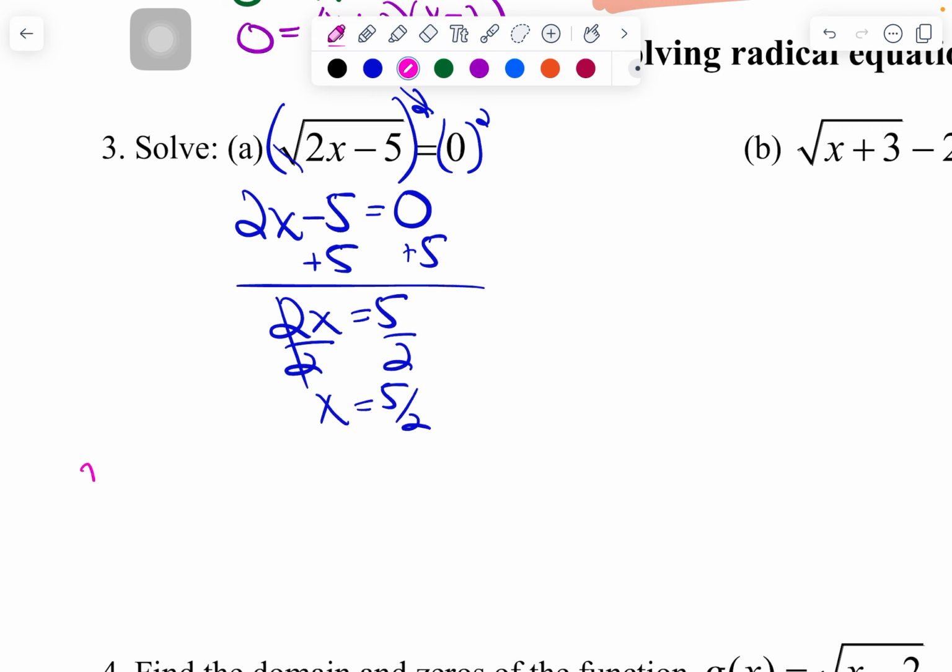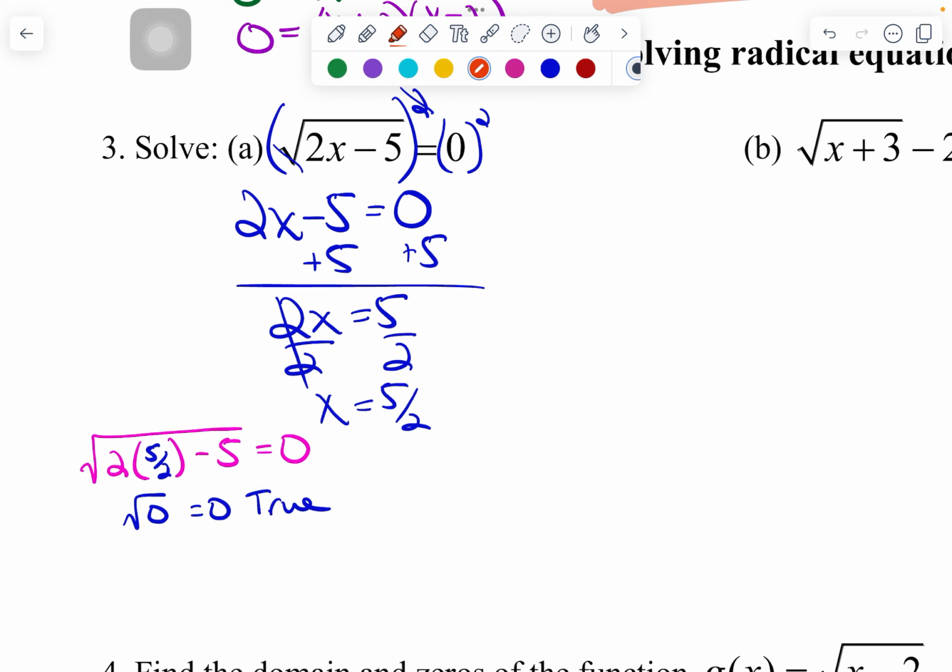So what I'm going to do is go back to the original problem, way back to the beginning where there was an x, before I made any changes to anything. And I am going to replace x with what it equaled. All right, so 2 times 5 halves, the 2 divided by 2 cancels, and I get 5. 5 minus 5 is 0. And yes, folks, the square root of 0 is 0. That is a true statement.